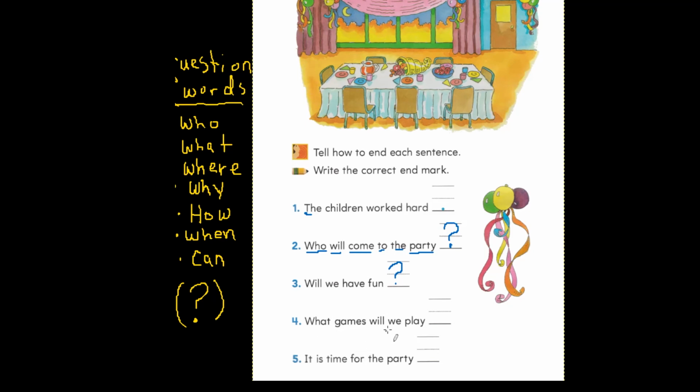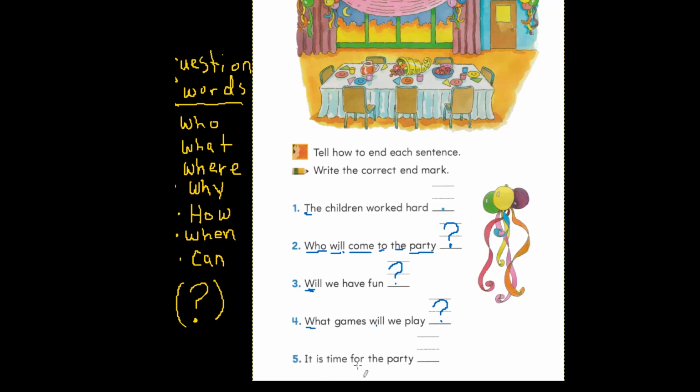What games will we play? Well, let's look. There's our question words. Who, what? There we go. What? Oh, I forgot. Yeah. Because this is an uppercase, will. And we notice too that will is a part of our question sentences. So uppercase, what games will we play? And what is one of our question words? So we will draw or write our question mark. What games will we play?